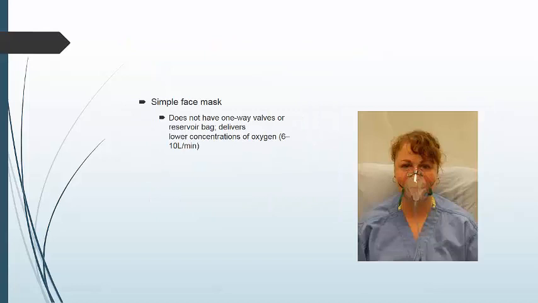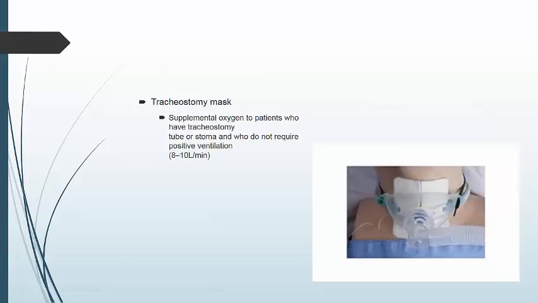Your simple face mask is not going to have a one-way valve or reservoir bag, and this is going to deliver lower concentrations of oxygen, typically at flow rates between 6 to 10 liters per minute. And the actual concentration of oxygen delivered depends a lot on respiratory rate, how well the mask fits, and the amount of room air that's mixed in with the ventilations.